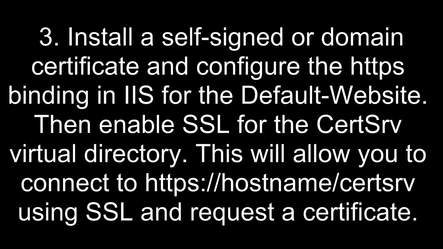Okay, here's the third thing we need to do. Let's install a self-signed or domain certificate and configure the HTTPS binding and Internet Information Services for the default website. Then, enable SSL or Secure Sockets Layer for the certs server virtual directory. This will allow you to connect to https:// the hostname, which is your server, /certs server, using SSL and request a certificate.